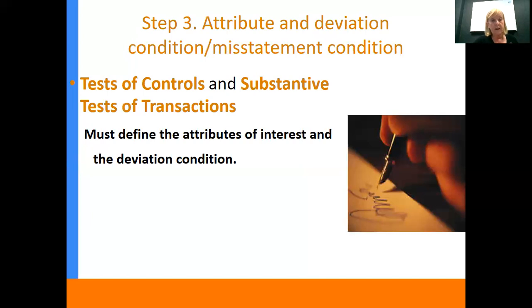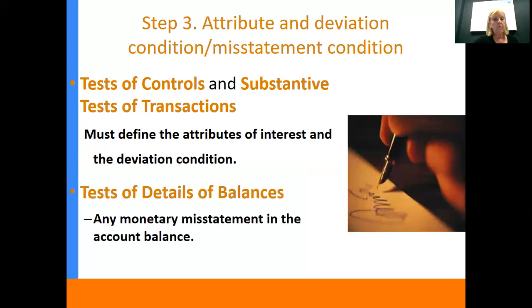So we've got to define our attribute of interest. What is it that we're actually looking for? If I'm doing a test of detail of balance, I'm looking for any monetary misstatement in the account balance. So the attribute I'm looking for here is a misstatement. I add up the cash and it comes to this amount. In the financial statements, it comes to a different amount. What's the difference between the two? So I've got to identify the thing that I'm looking for.